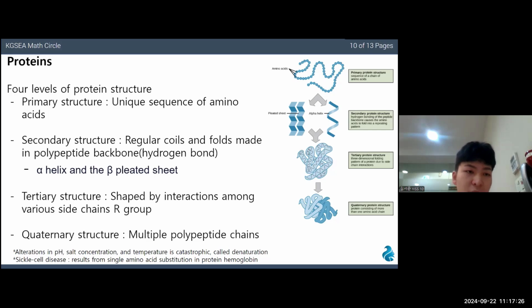One important thing about proteins is that alterations in pH concentration are catastrophic. It's called denaturation. Sickle cell disease is the result of denaturation, which is very bad for our body.